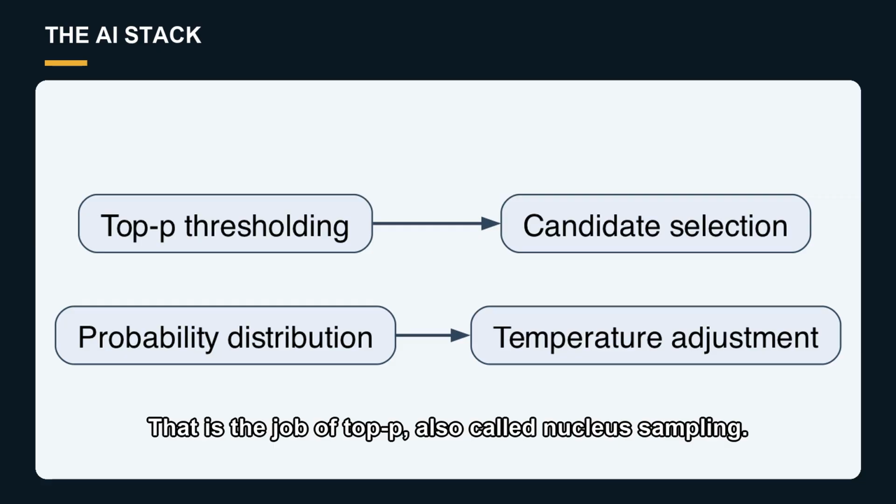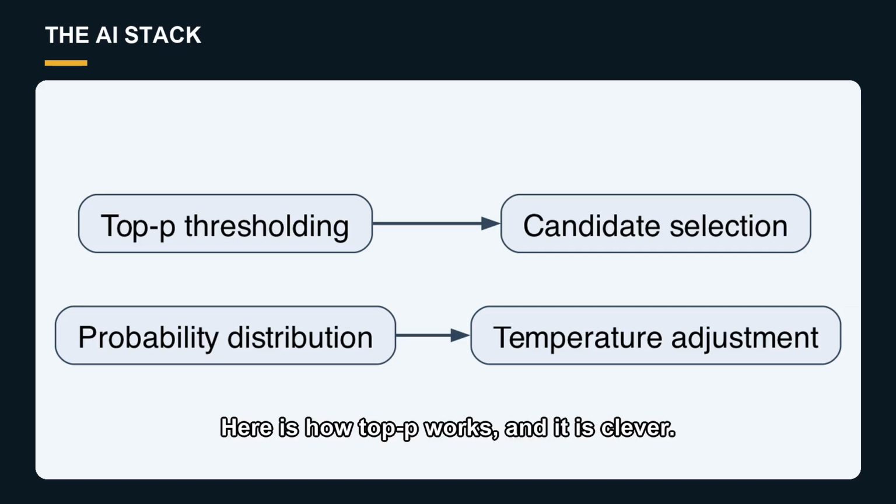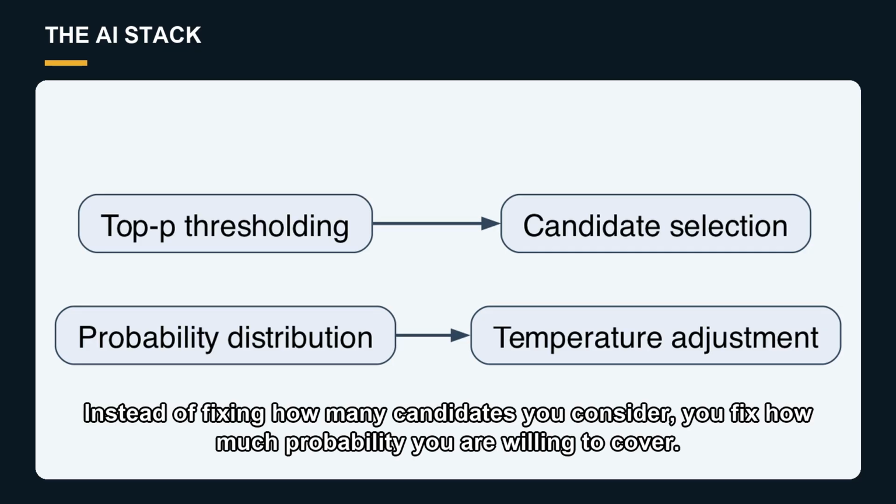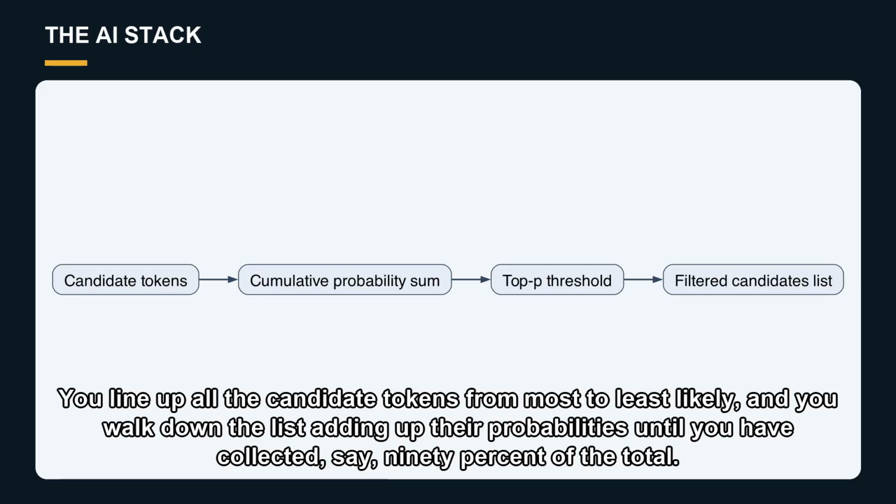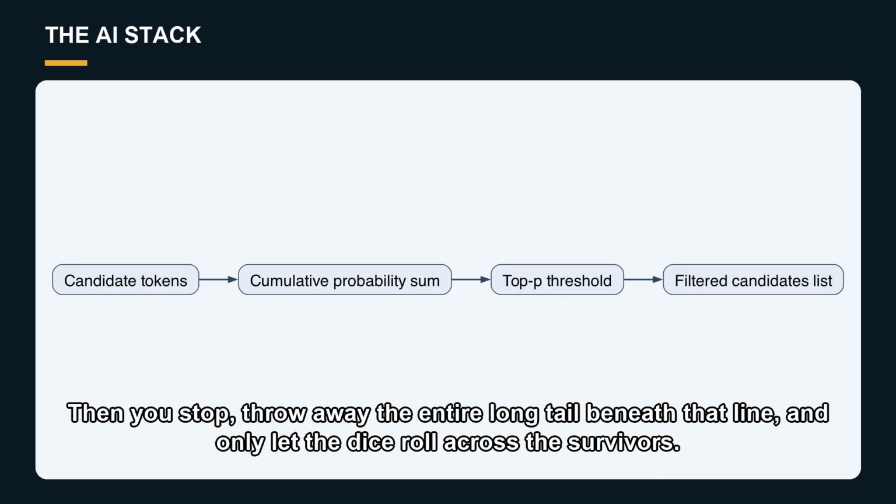That is the job of top P, also called nucleus sampling. Here is how top P works, and it is clever. Instead of fixing how many candidates you consider, you fix how much probability you are willing to cover. You line up all the candidate tokens from most to least likely, and you walk down the list adding up their probabilities until you have collected, say, 90% of the total. Then you stop. Throw away the entire long tail beneath that line and only let the dice roll across the survivors.